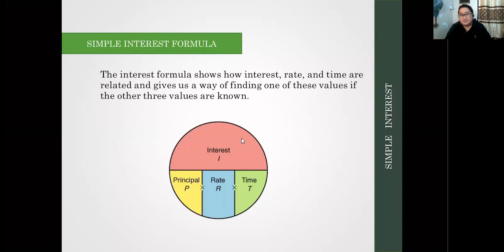So for simple interest, ito ang pwede natin tandaan: pwede natin gamitin itong diagram na to, na interest is equals to PRT. So halimbawa, si rate ang hinahanap natin, ang magiging formula natin will be interest over PT. So naka-refer ka lang dito sa circle na to. So halimbawa, si T yung hinahanap mo, edi T is equals to I over PR.